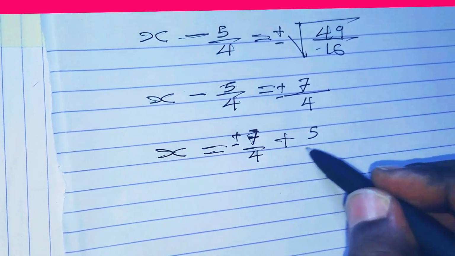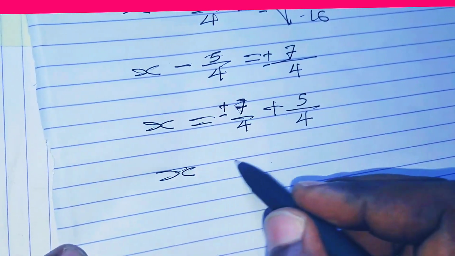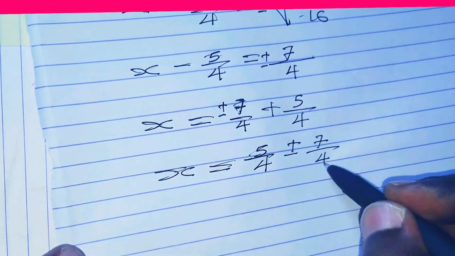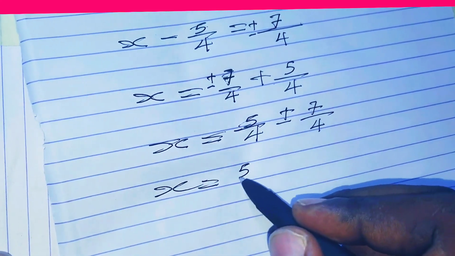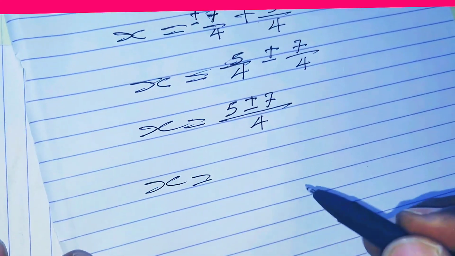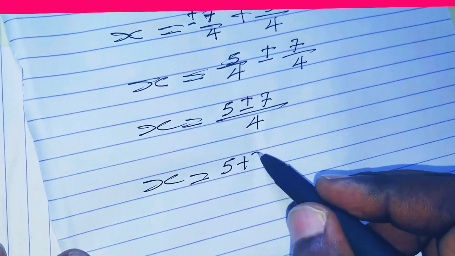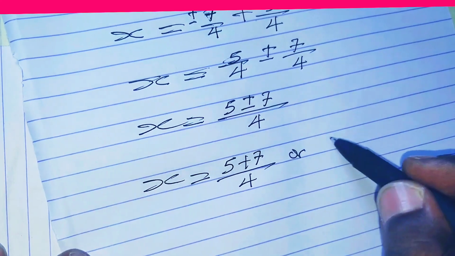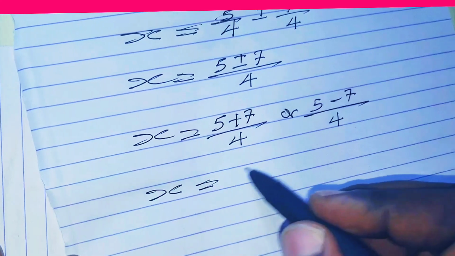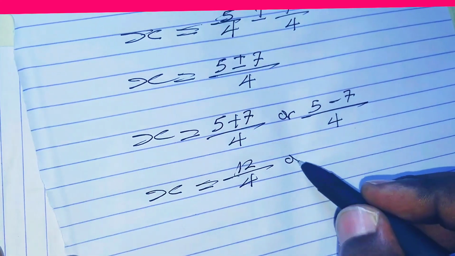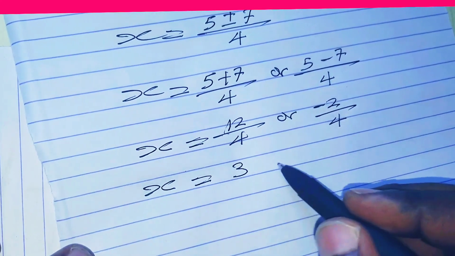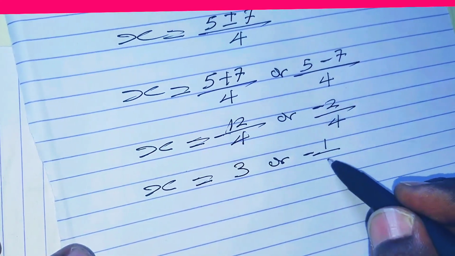And then plus 5 over 4. Okay, so we can as well write it as 5 over 4 plus or minus 7 over 4. So your x has become 5 plus or minus 7 over 4. So your x is equal to 5 plus 7 over 4 or 5 minus 7 over 4. So our x becomes 12 over 4 or minus 2 over 4. So our x is now 3 or minus 1 over 2.